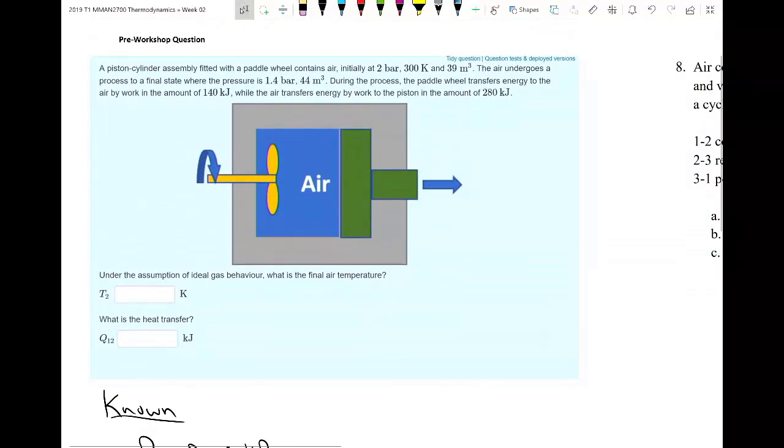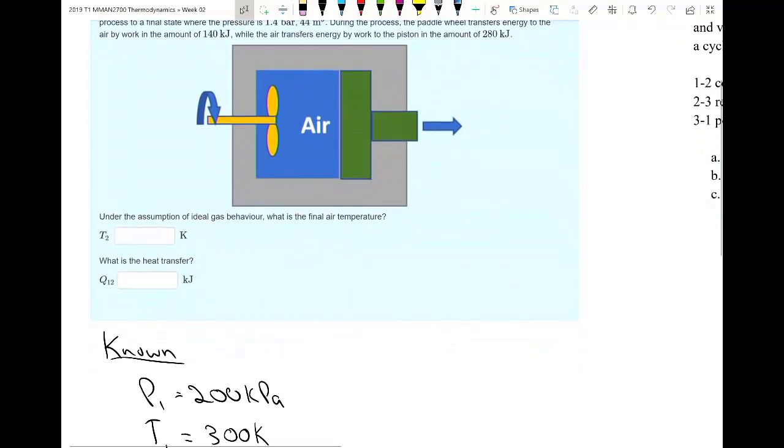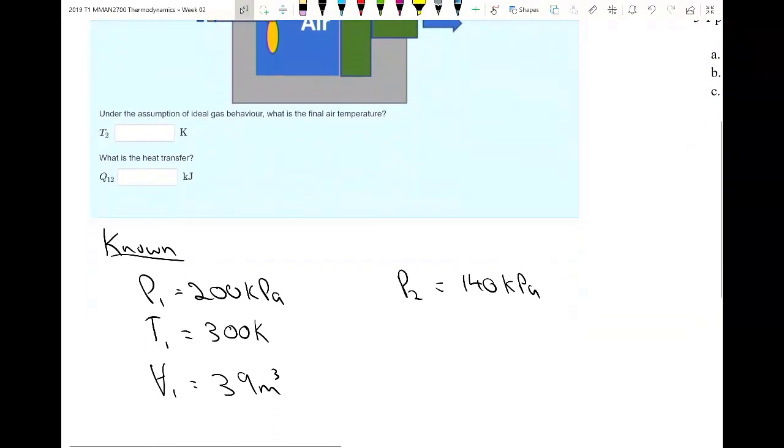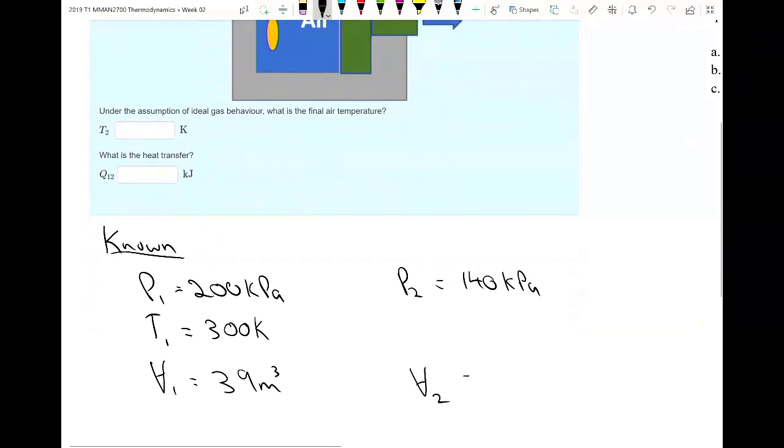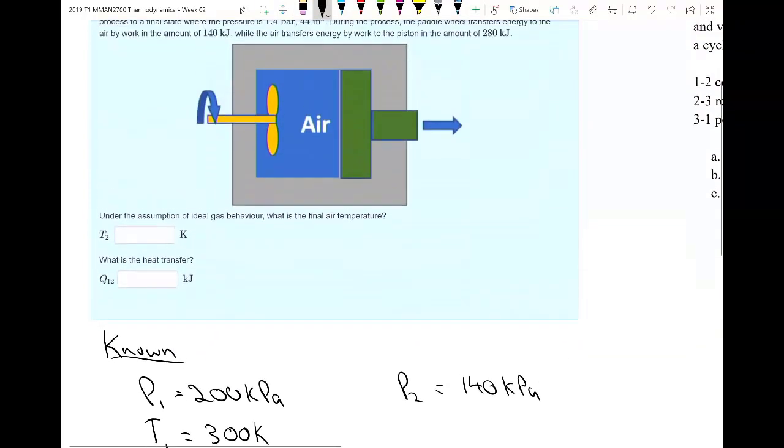Then it undergoes a process to a final state. I'm going to call that state 2, where the pressure is, once again, given in bar, so I can convert that to kPa. So pressure 2 is 140 kPa. And we're given a volume. We're not given a temperature.